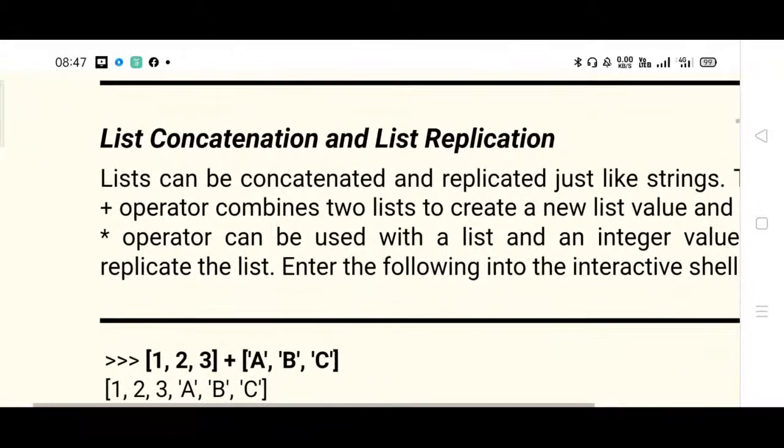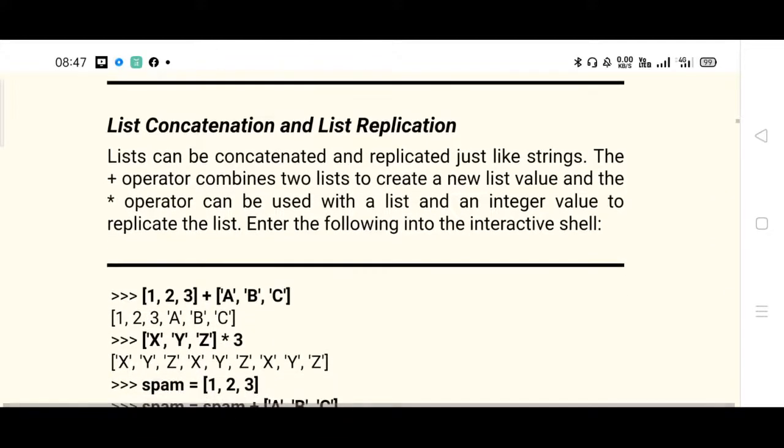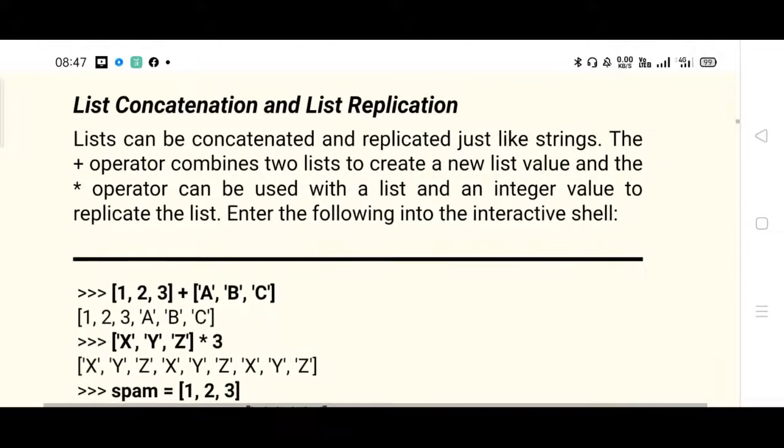So concatenation and replication can be done with the help of the operator. Which operator? Recall. So it can be used with the help of plus and asterisk operators. Right? A list can be concatenated and replicated just like string. So plus operator combines two lists to create a new list value. So list concatenation, how you have done the string concatenation with the help of the plus operator in the same way. And asterisk operator can be used with the list and an integer value to replicate the list, multiplication, right? Which will produce the replica.